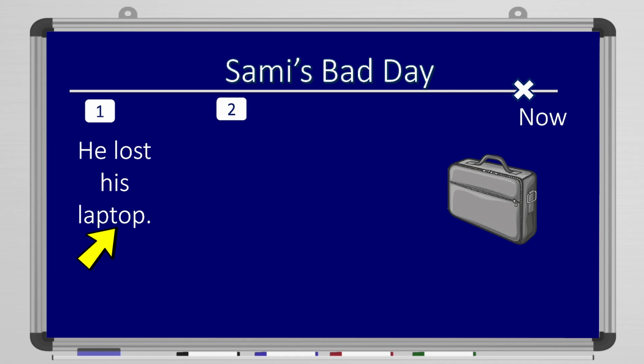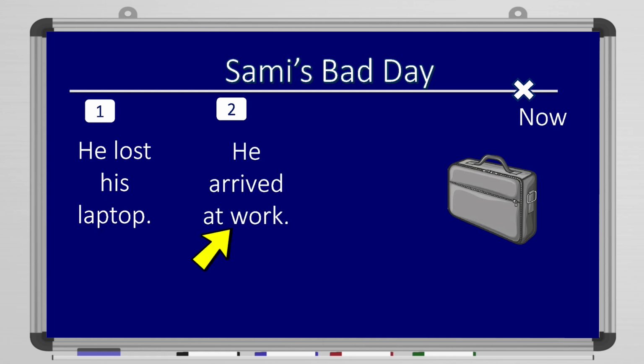Let's keep looking at his story. Then, number one, the first action that happened, he lost his laptop. Notice, this is in the past. Another sentence, he arrived at work. So he lost his laptop, he arrived at work. These two sentences are both in the past. We're talking now. I'm going to combine these two sentences to talk about the past using the past perfect to show you what happened first.